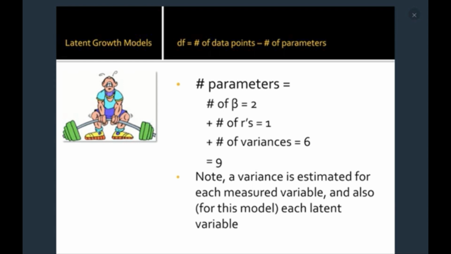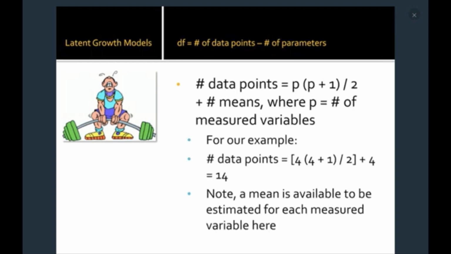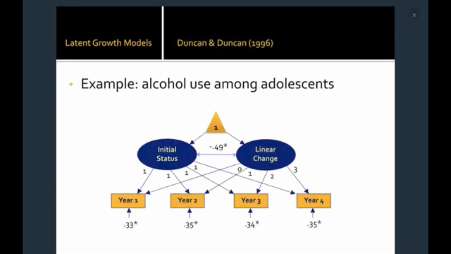That's the number of betas plus the number of r's, or covariances, plus the number of variances. The note here is that a variance is estimated for each measured variable as well, and also for each latent variable. So 6 variances. If we look back at the model, there's 4 measured variables, 2 latent variables, so a total of 6 variances. Then we have that one correlation or covariance in the middle there between initial status and linear change. That was our R. And then the 2 betas are the 2 regression coefficients from the constant leading to initial status and linear change.